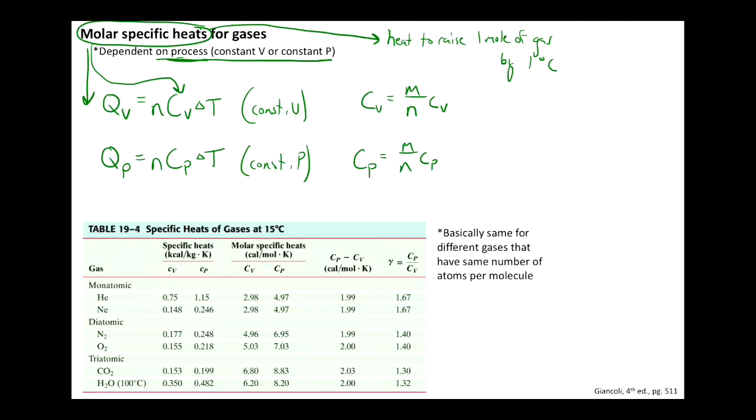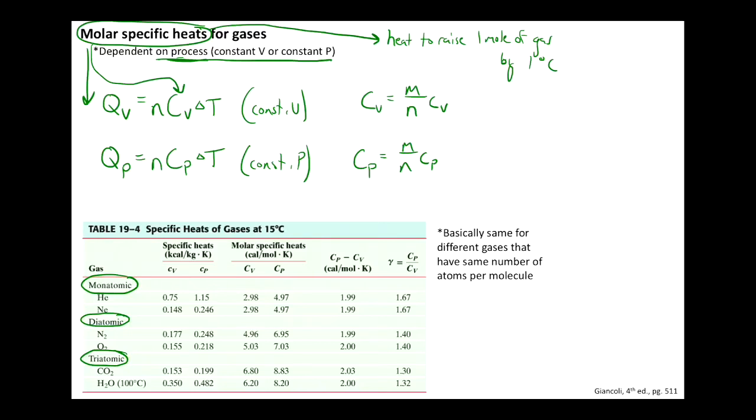So take a look down below. Notice this table is broken up into 3 segments. 3 different types of gases: monatomic, diatomic, and triatomic. Okay? So we're going from more simple gases to more complex gases with more atoms per molecule.